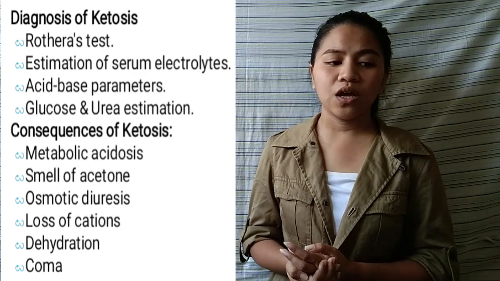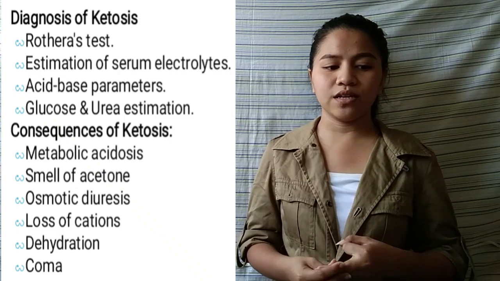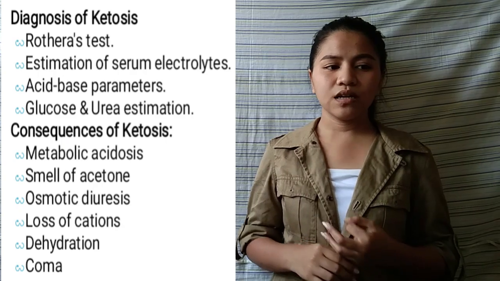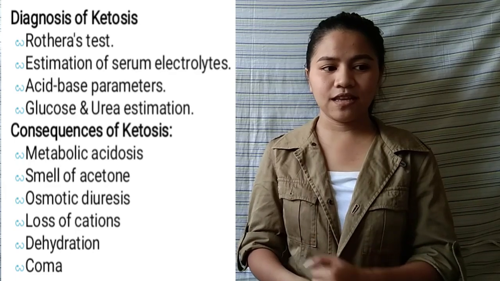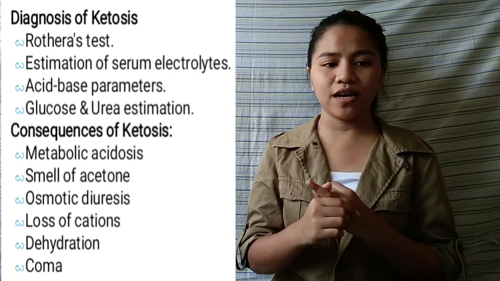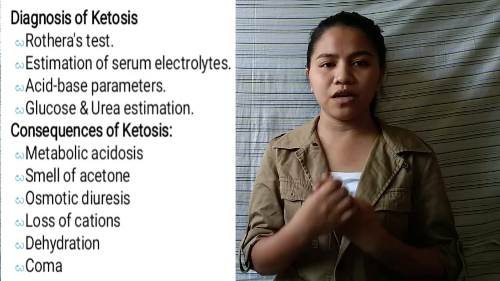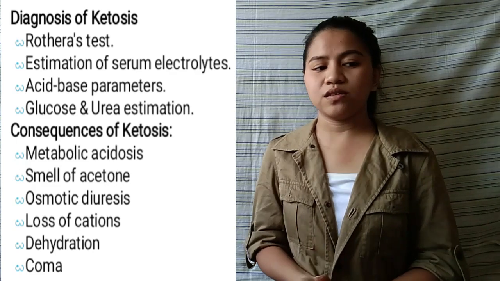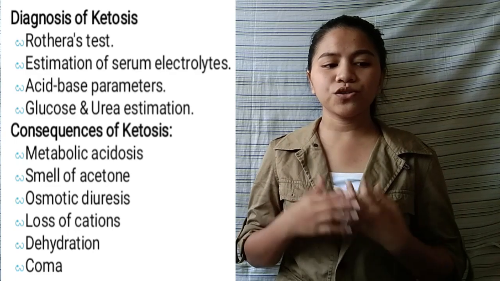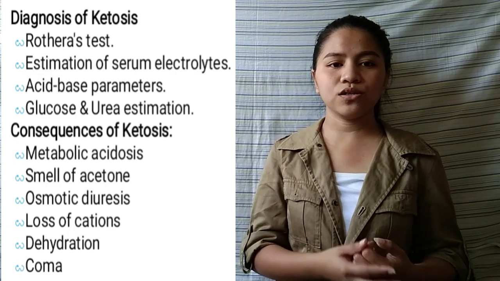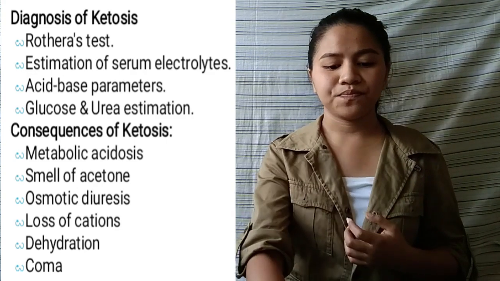Causes of ketosis: prolonged starvation, severe dieting, uncontrolled diabetes mellitus. Diagnosis of ketosis: Rothera's test, estimation of serum electrolytes, acid-base parameters, glucose and urea estimation. Consequences of ketosis: metabolic acidosis, smell of acetone, osmotic diuresis, loss of consciousness, dehydration, and coma.